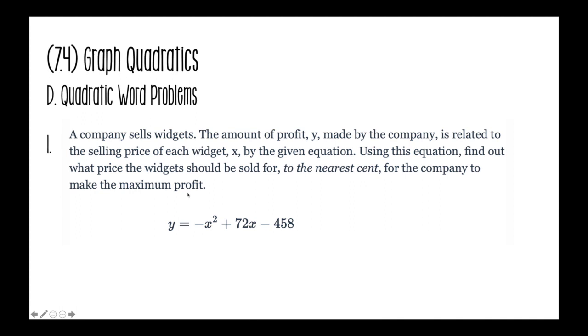So we're still going to be looking at the vertex here, but we only care about the x value in this because we're not trying to figure out what the profit is. So in this case, again, I'm going to do the opposite of 72, so negative 72 divided by 2 times negative 1. And that is going to give me 36 cents, and that's my final answer. So again, if we were trying to figure out what the profit is, that's when I would then take that 36 cents, plug it back in for all my x's, and that would give me my y value.